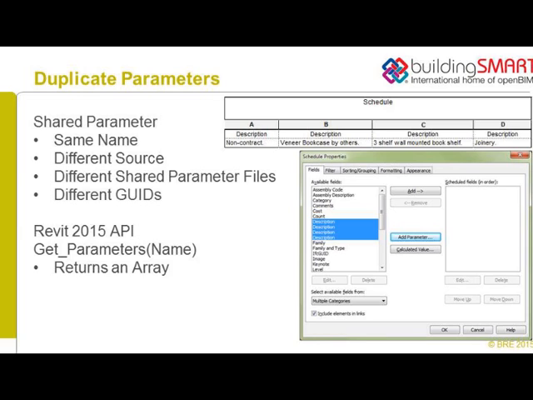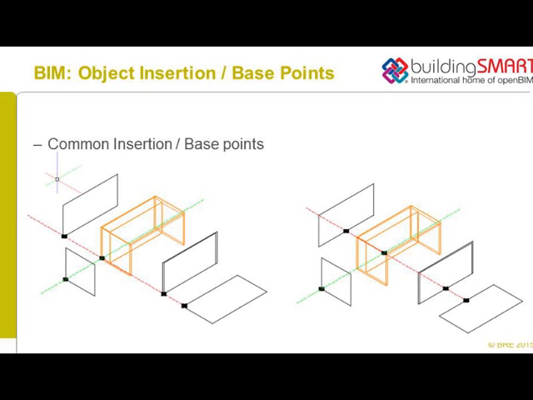Other simple things are insertion points when you're creating content. So if one bit of content's been created with one insertion point, another one centre base, you swap one out for the other, and your piece of furniture is going to move.